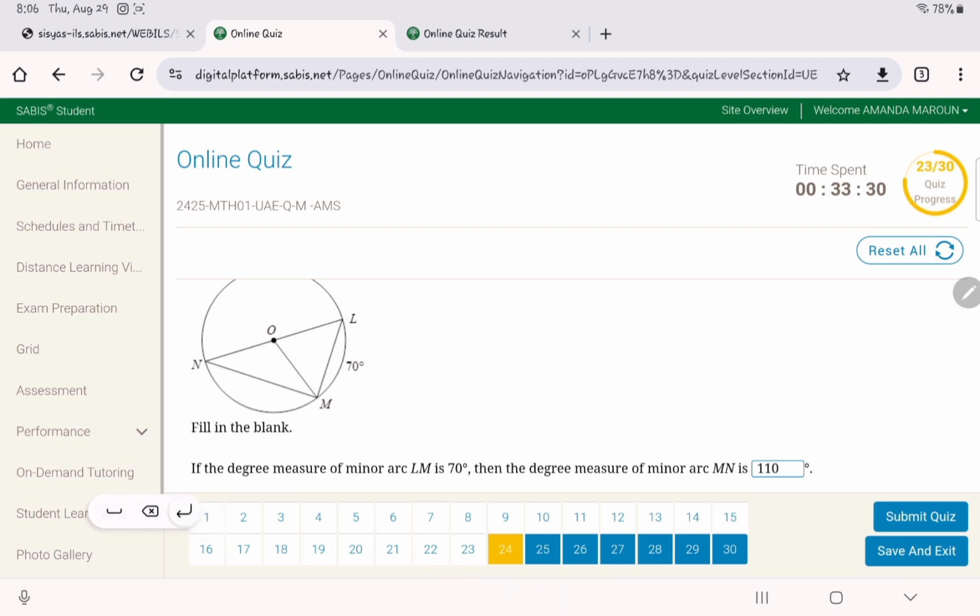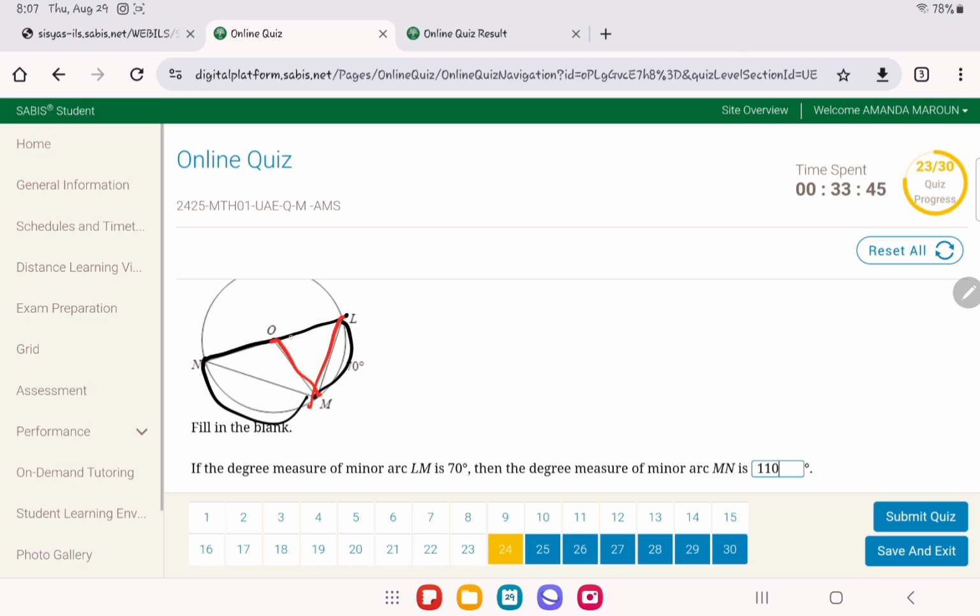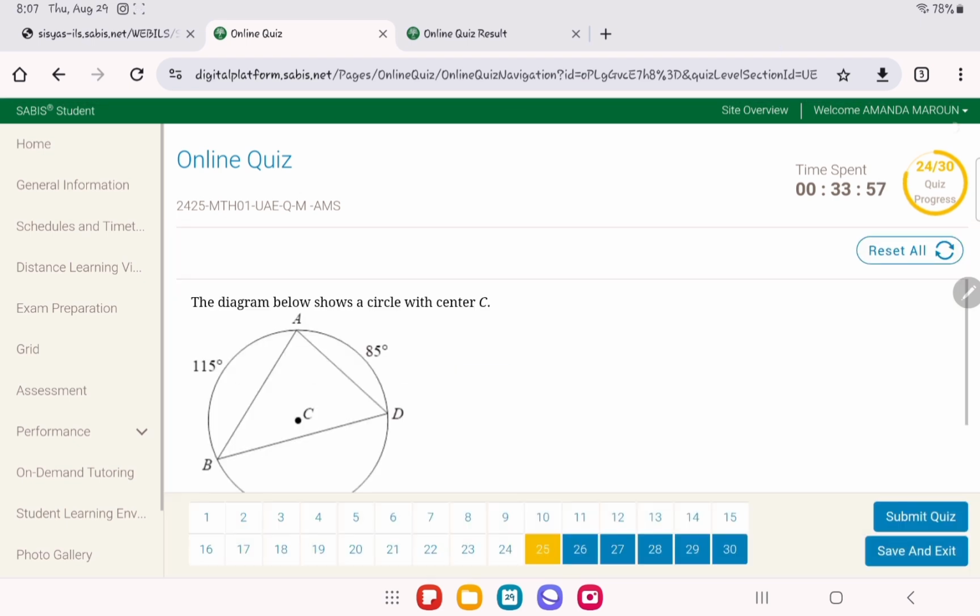In other words, you can do it in two ways. You can either do it that this is a semicircle and a semicircle is 180 degrees. If this is 70, then this is 110. Or you take the triangle. We know that the arc is the same as the angle. So this is 70 degrees. And since it's a straight line, this is definitely going to be 110 degrees because 110 plus 70 is 180.